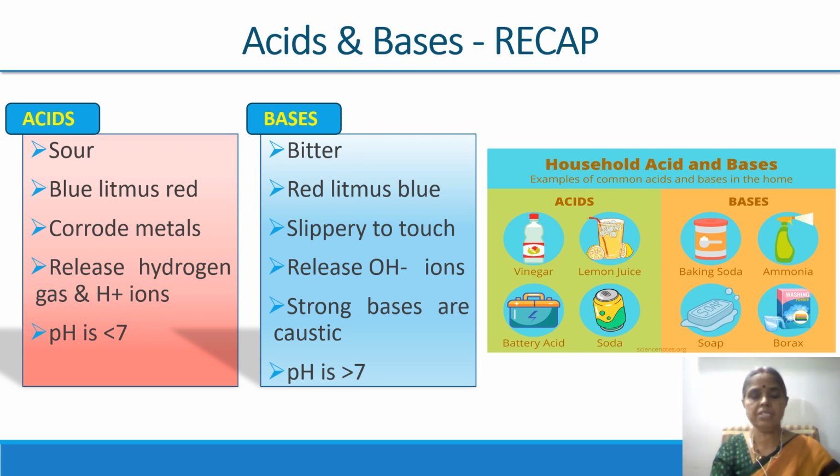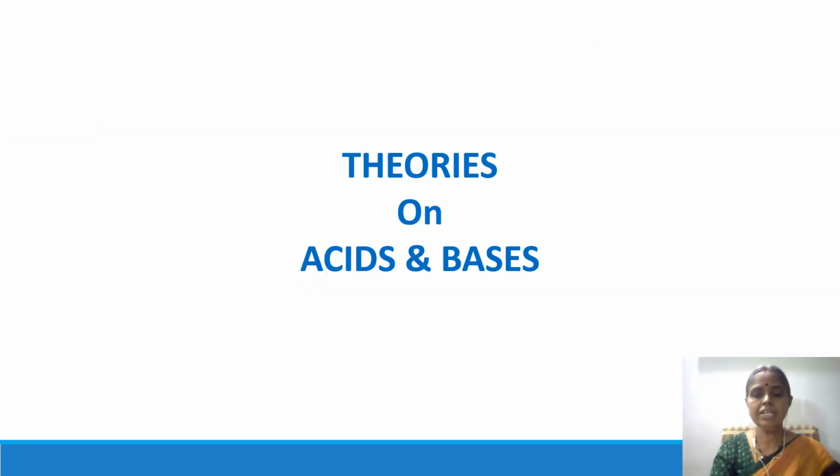When it comes to bases, we also know that bases are bitter, they turn red litmus blue, they are slippery to touch, they release OH minus ion, and strong bases are caustic in nature and the pH of bases is greater than 7. All this we have learnt in our previous classes itself. Now let us move a little deeper and learn about different theories on acids and bases.